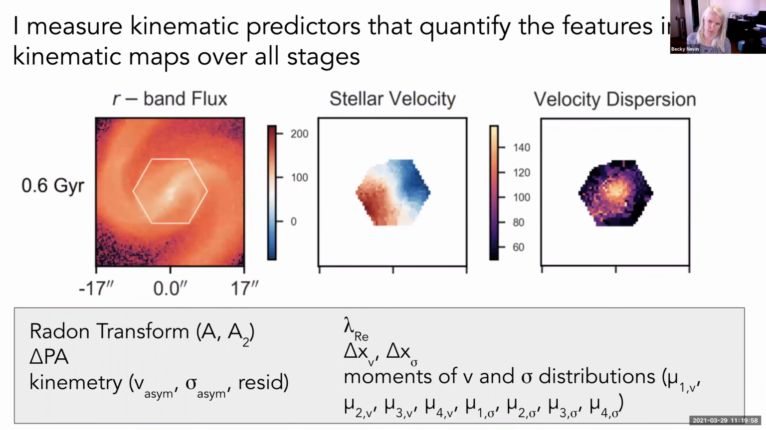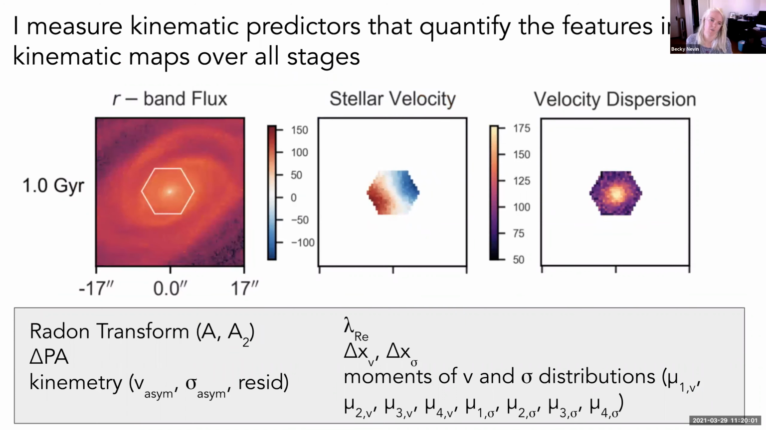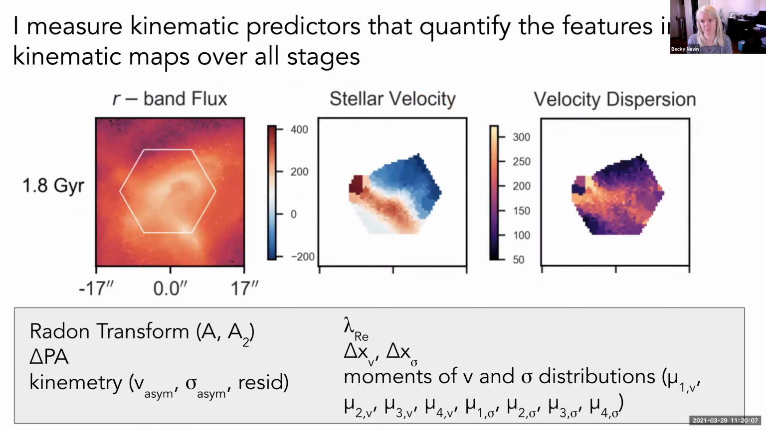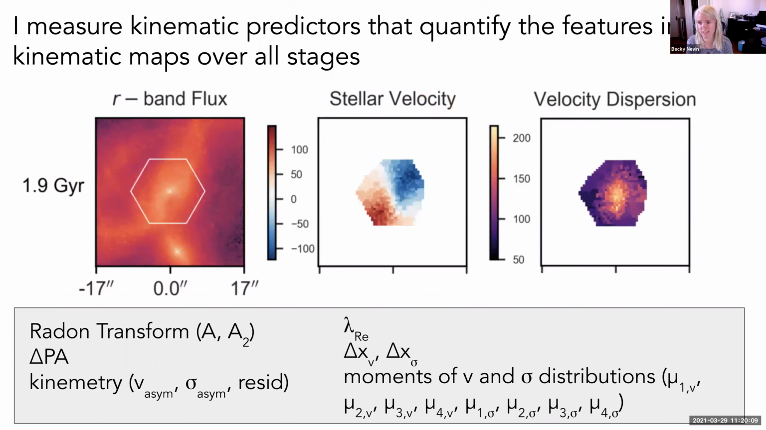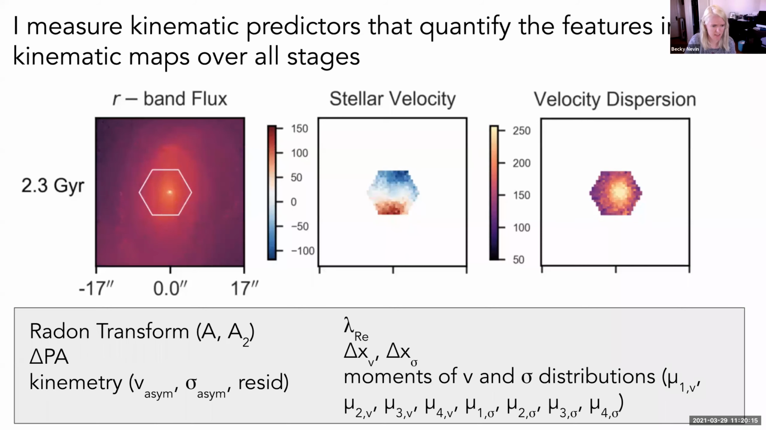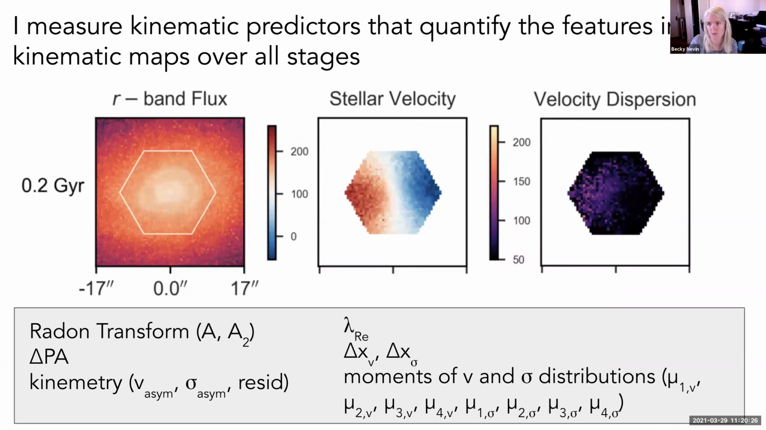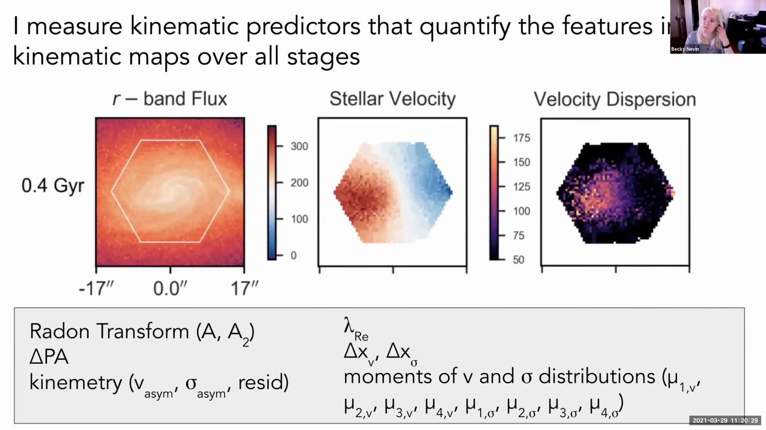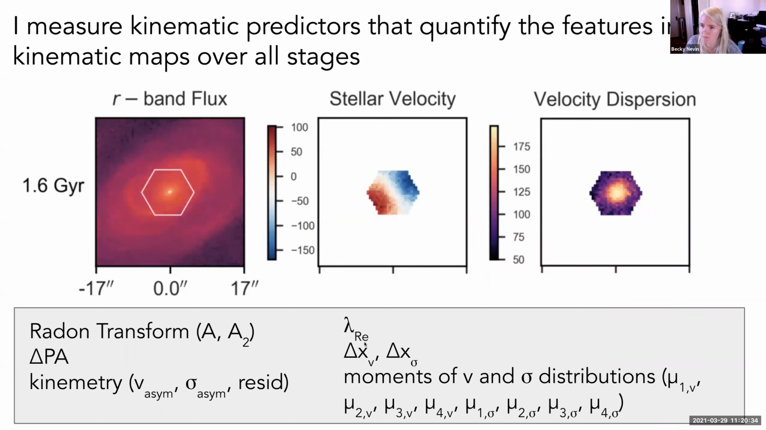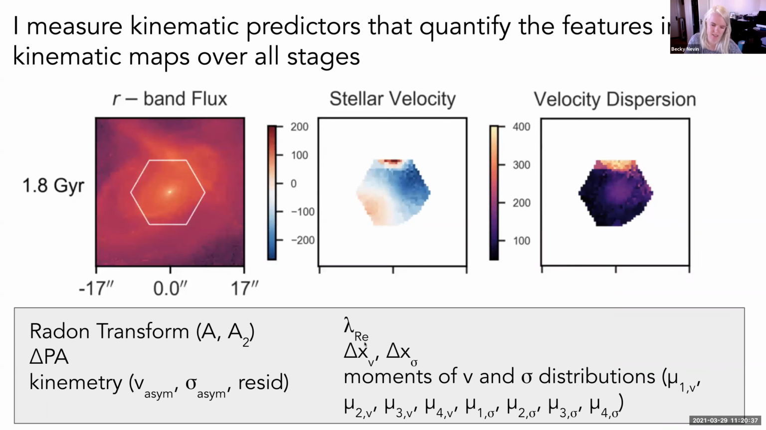So I'm measuring a number of kinematic predictors from these maps. These are all sorts of historical things people have used to identify mergers via their stellar kinematics in the past. I've also created some new ones based on what I've seen that has been helpful. And so you might recognize some of these. Delta PA is the difference between the kinematic and the imaging position angle. I use kinemetry to model these as axisymmetric rotating disks and then calculate the deviation from that. And then I think specific angular momentum is a pretty common tool for quantifying kinematics in this way.